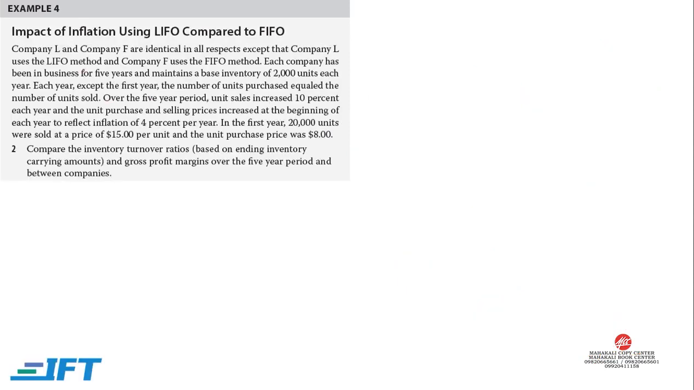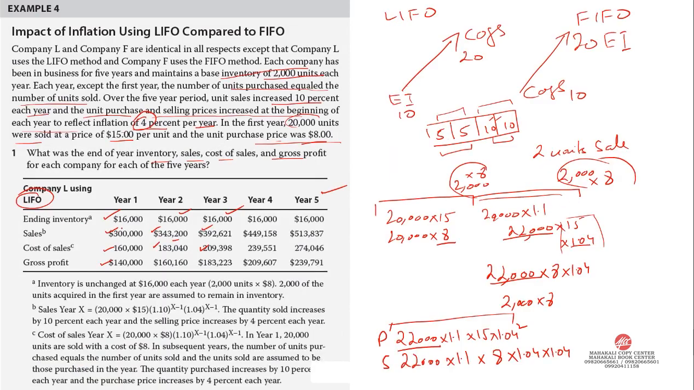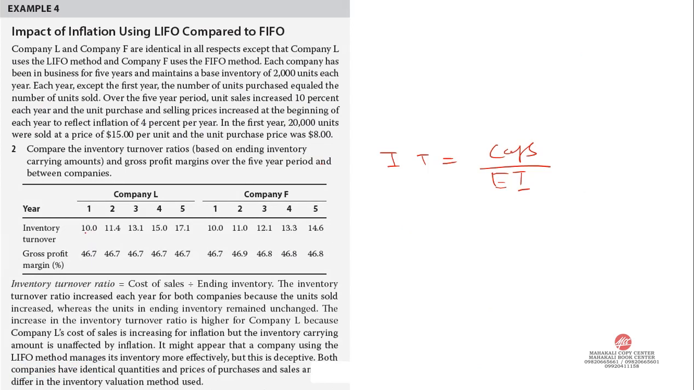Now compare the inventory turnover ratios based on ending inventory carrying amount and gross profit margins over the 5-year period and between companies. Now these are your inventory turnover ratios. Inventory turnover equals cost of goods sold divided by ending inventory. If you look closely, ending inventory remains the same for the company using last in first out, and cost of goods sold is increasing. Hence we observe that the inventory turnover ratio is increasing.